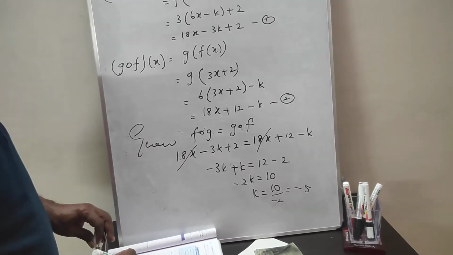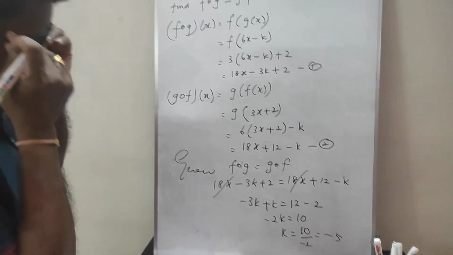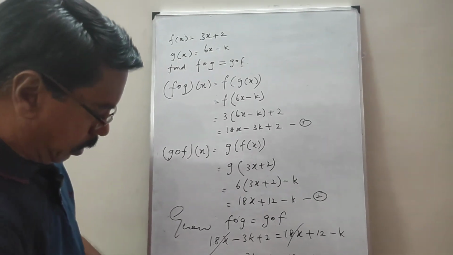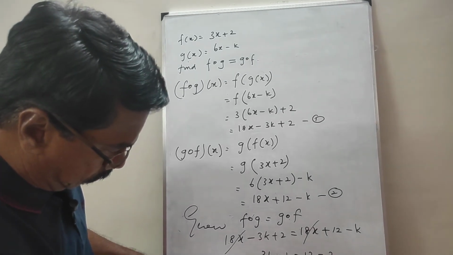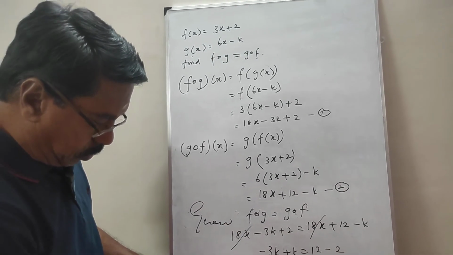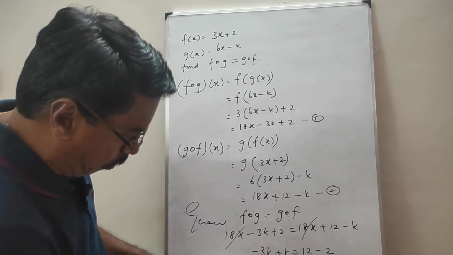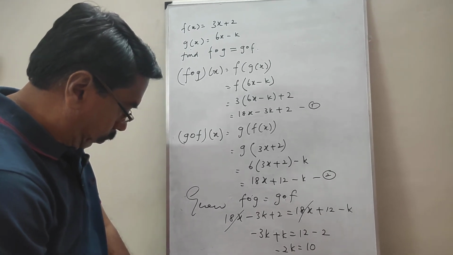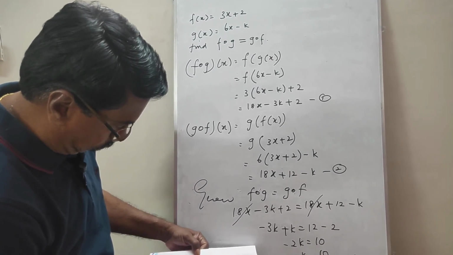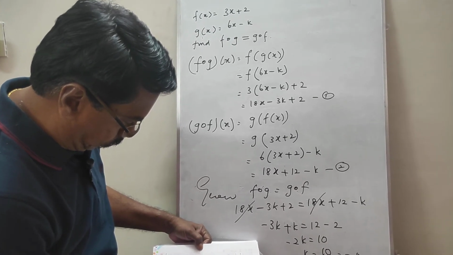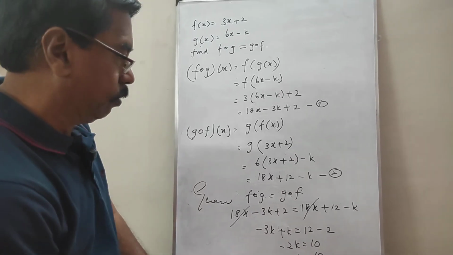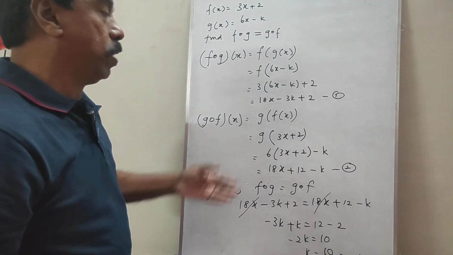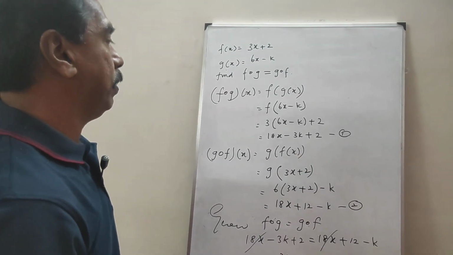Okay. You can check with the answer. Yes, it is minus 5. These are very easy problems only. So this is the way. This is one of the 2-mark questions we used to get almost always in all the exams.